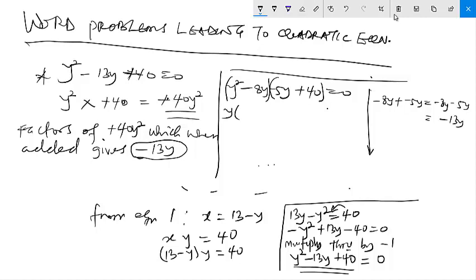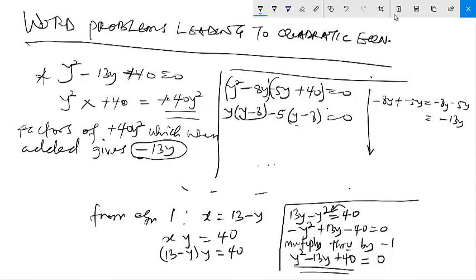Y is common. Then y squared, y in y squared gives you y. Then minus 8y divided by y gives you minus 8. Also, this is minus 5y and plus 40. What is common? Minus 5 is common. Minus 5y divided by minus 5 gives you y. Plus 40 divided by minus 5 gives you minus 8, equals 0.